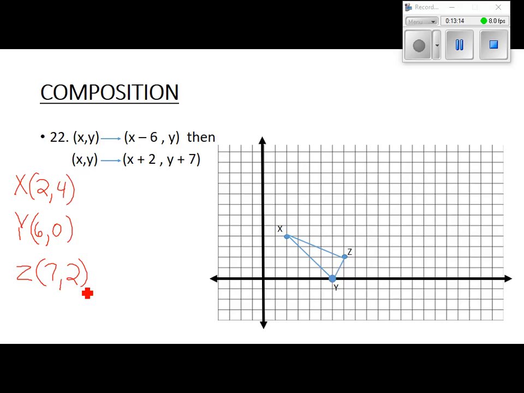We're going to do a composition this time. What's a composition? How's that different than all the other stuff we've been doing? All right, you're doing more than one thing to it. So we're sliding this shape one spot, then sliding it somewhere else. So how many triangles are we going to end up with on our graph when we get done? 3.